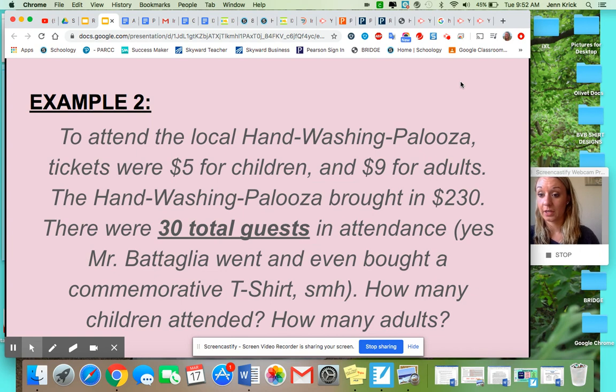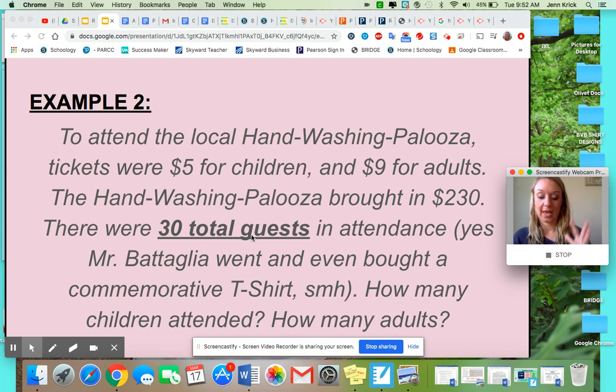Now, if you think you can get your 2 systems right now, go ahead and pause. But if not, I'm going to give you a quick hint before you do. You know that with a system, you're going to have 2 equations. The first one can be for money. So you've got your $5 for kids, $9 for adults, $230 total. The next equation has to do with the information that you see that's bolded and underlined. I just realized I pointed at the screen even though you can't see me pointing. How can you show me that kids and adults combined equal 30? So go from there, pause, and then the next slide you'll see the answer.